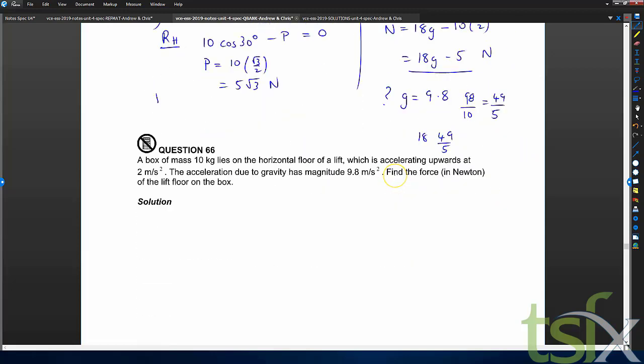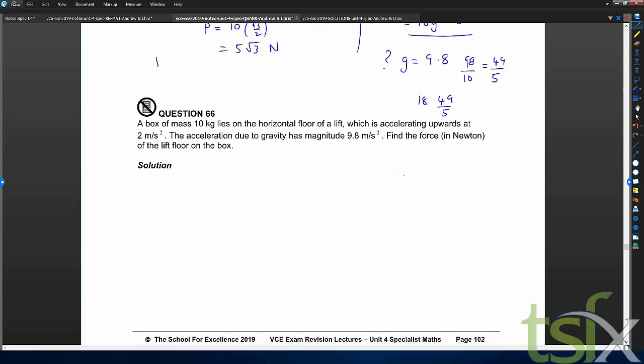Okay, let's have a look at 66. A box of mass 10 kilograms lies on the horizontal floor of a lift, which is accelerating upwards at 2 meters per second squared. So we've got a box on the lift, and it's accelerating upwards at 2 meters per second squared. The acceleration due to gravity is 9.8. Find the force in newtons of the lift floor on the box.